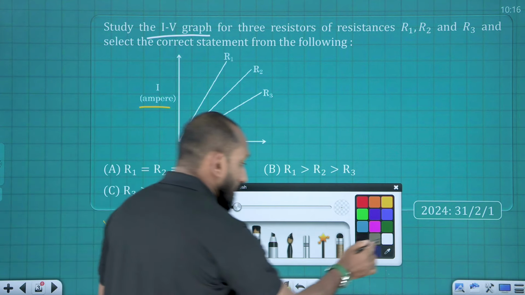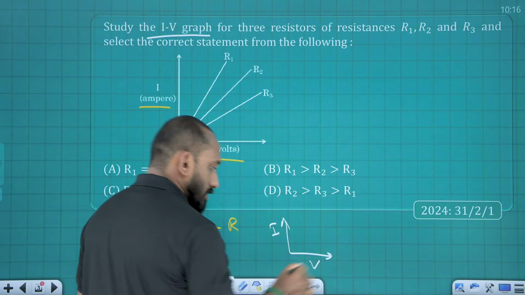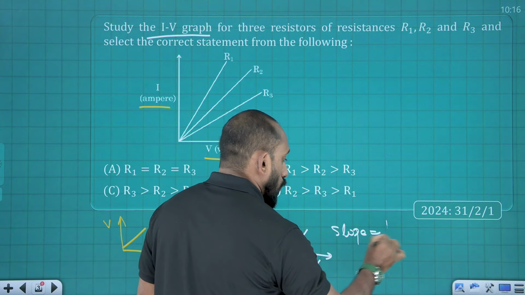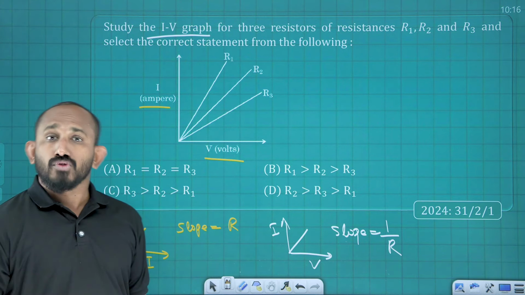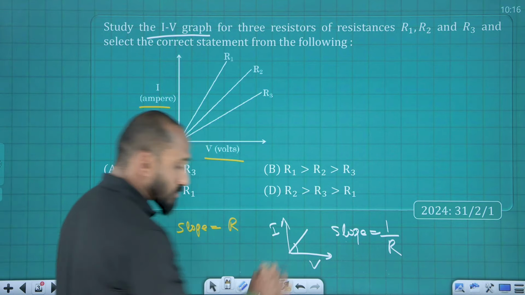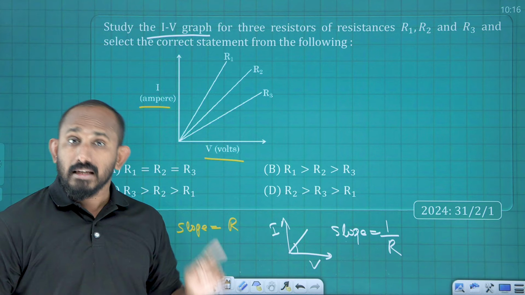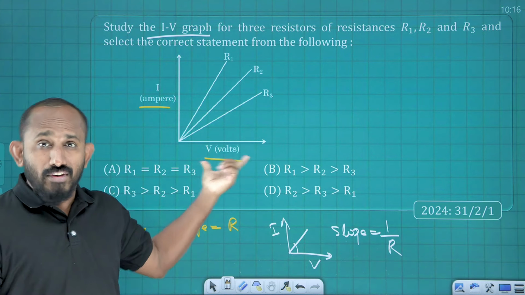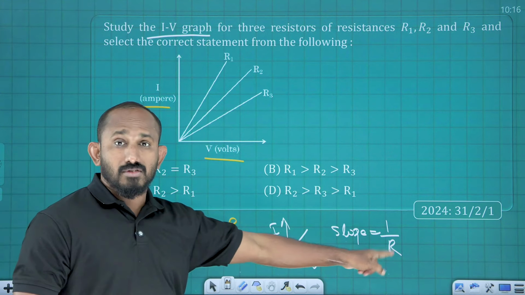If it is an IV graph, with I on one axis and V on the other, then the slope will be equal to 1 by R, the reciprocal of resistance. Slope means the gradient. If the angle is given, then theta you can find out, and tan theta will be the slope or the gradient. So the y component divided by the x component is the slope. Here the y component is I, the x component is V, so I by V will give you the reciprocal of the resistance, 1 by R.